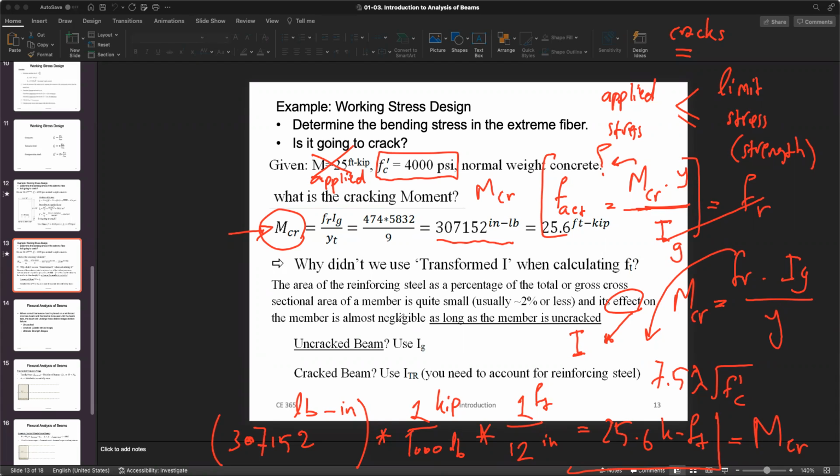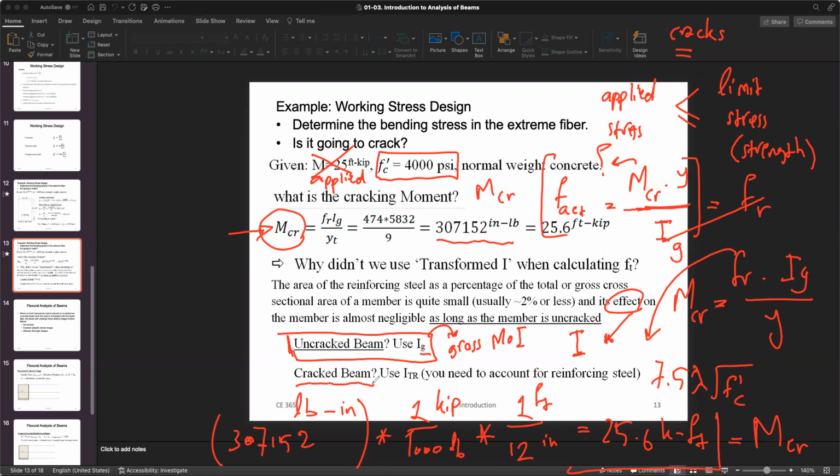That's it. When it is not cracked, do not forget that when we are talking about before cracking, and on the edge of cracking, we are using the IG. So for an uncracked beam, we are using the gross moment of inertia. If it is cracked though, we need to use the transformed moment of inertia. We need to take into account the reinforcing steel.